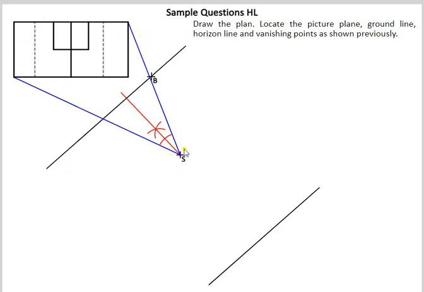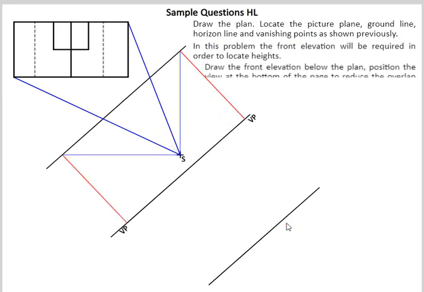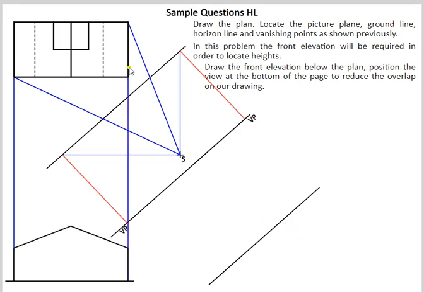So we have a spectator here. We've constructed our angles here, constructed our picture plane. Then we set up our ground line, our horizon line, vanishing points all set up the same way. Now the main difference in this case is we don't have this touching the picture plane, so we have a difficulty in where do we start this drawing.